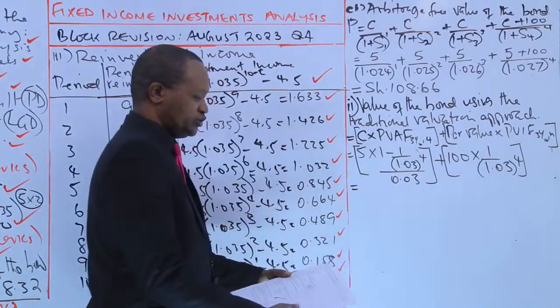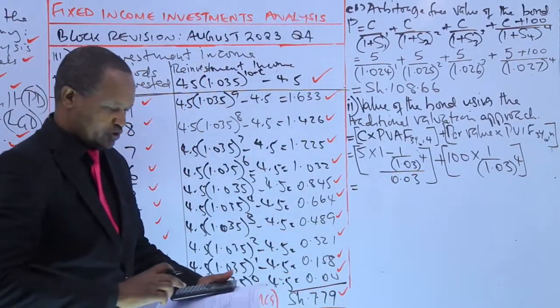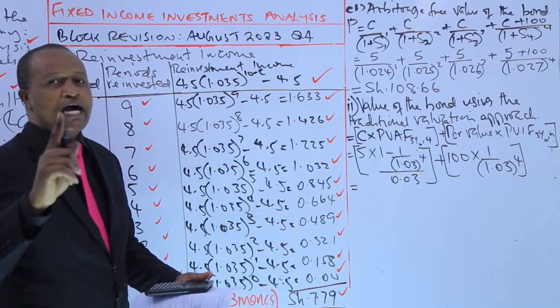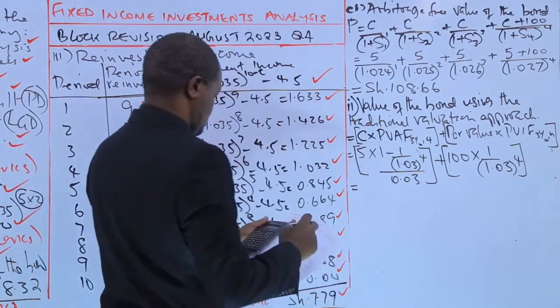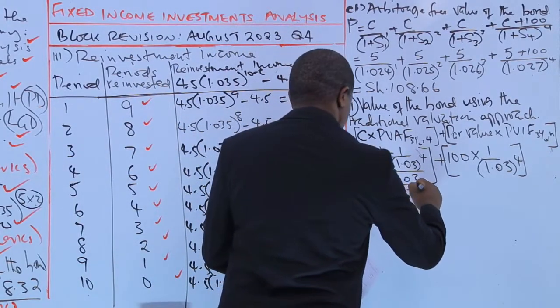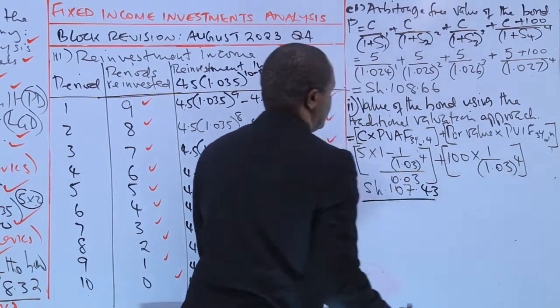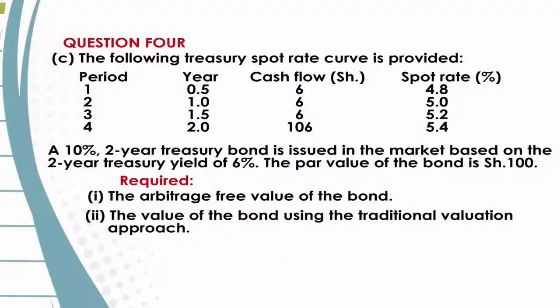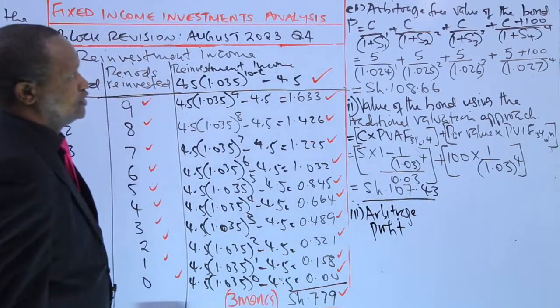So from here, we will use a calculator to get the value of this bond using the traditional valuation approach. This is equal to shillings 107.43. That is the value of the bond. Roman 2. Roman 3, we are to calculate the arbitrage profit. The arbitrage profit. How do we calculate the arbitrage profit?